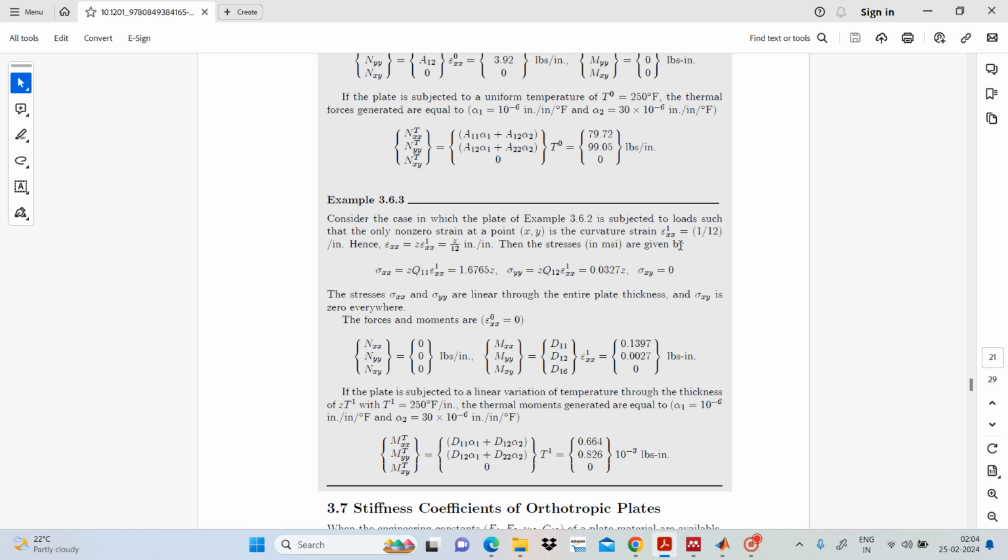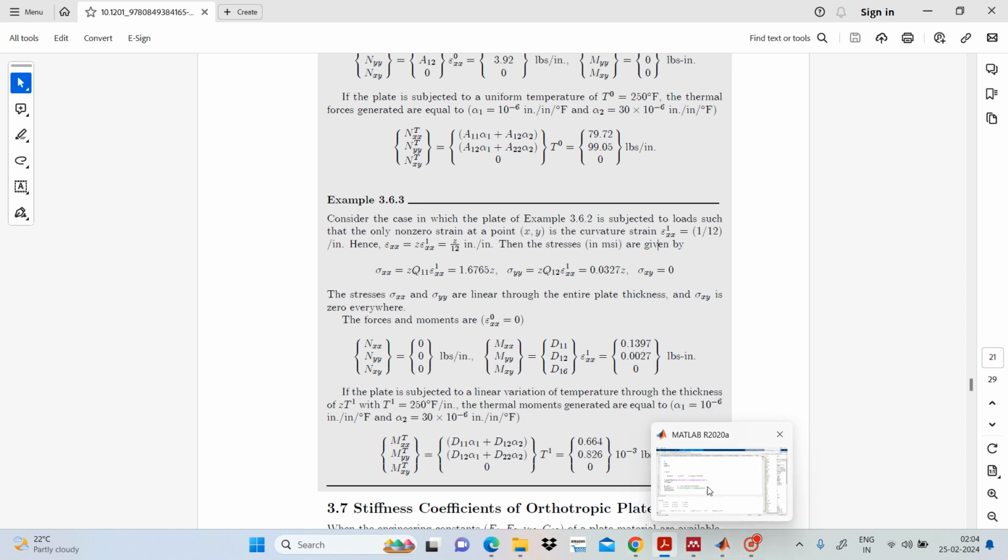The epsilon 1 xx is given as 1 by 12, and then they have calculated the stresses sigma xx, sigma yy, sigma xy. The axial forces are 0 because there is no axial stretching. Epsilon naught xx, yy are all 0, but the bending moment is there because we have epsilon 1 xx, which is the bending strain. So therefore, we are getting the moments in xx and yy. Now we will solve it using our code.